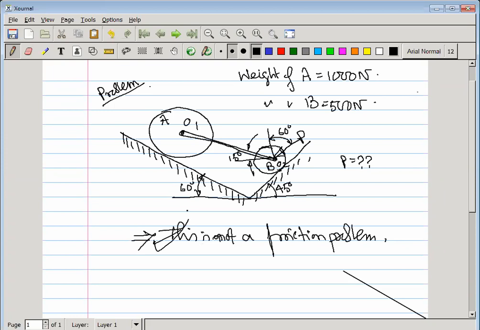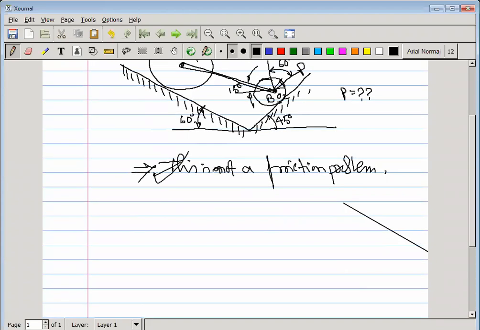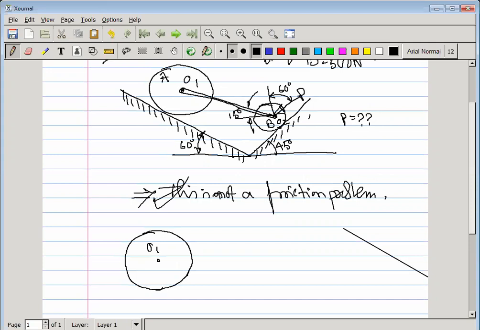So here we apply, in this block A or roller A, if we draw the free body diagram, we can find out how many forces are there. So if it is the center O1, then the force acting in this rod, that is the O1 O2 rod, along the direction there should be a force which we normally give as T. Okay, tension, we can write it.